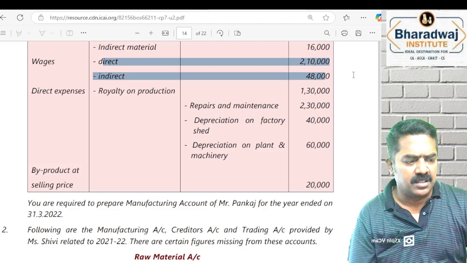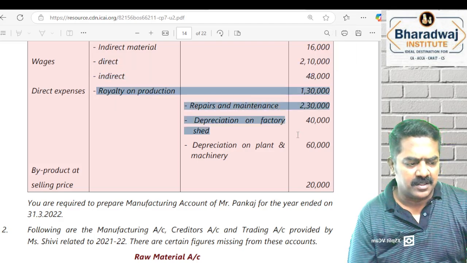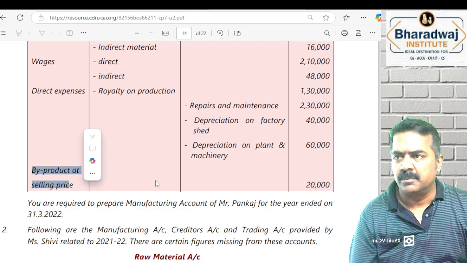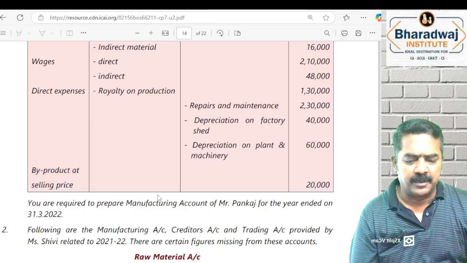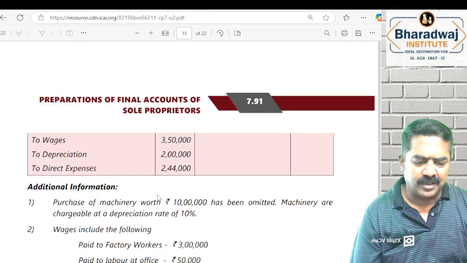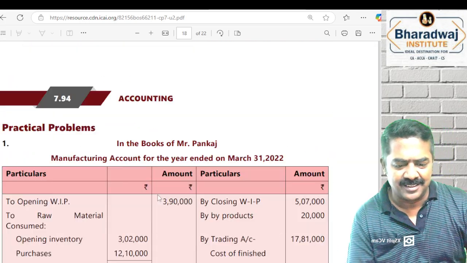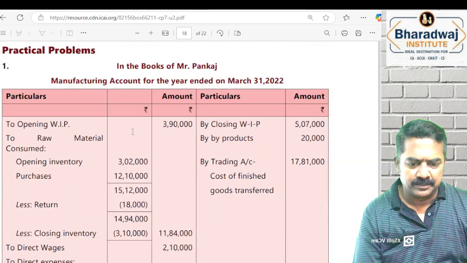Wages, you will charge on the debit side. All your expenses, you will charge on the debit side. By-products at selling price, what will you do? You will credit. Prepare a manufacturing account. For this, you should not waste time unnecessarily preparing an account called the manufacturing account. Opening stock is given.